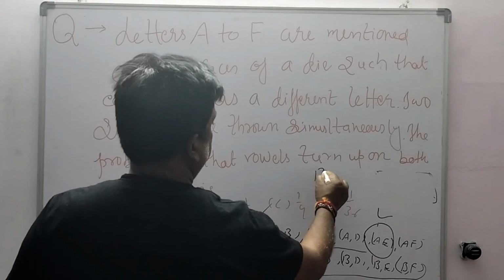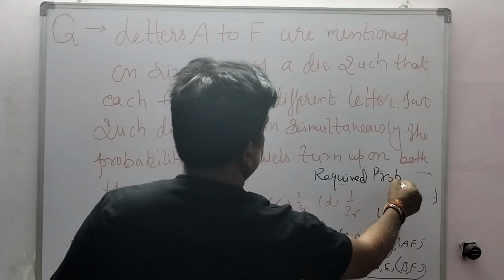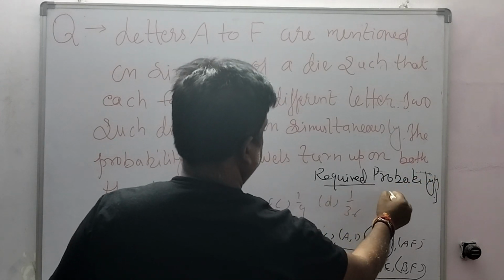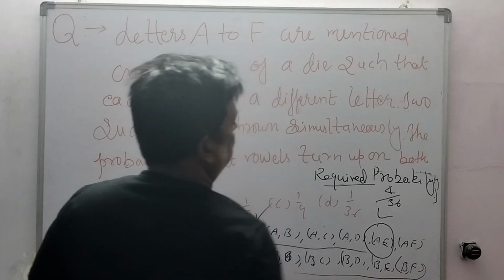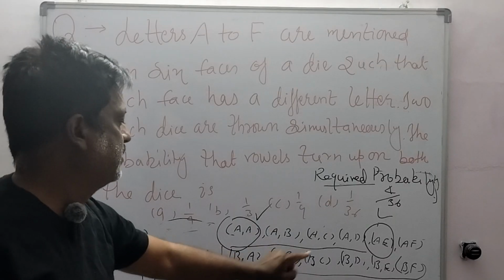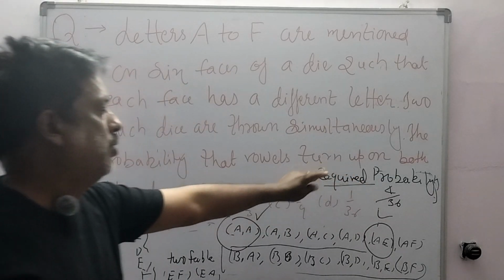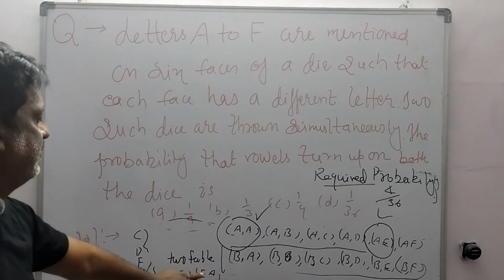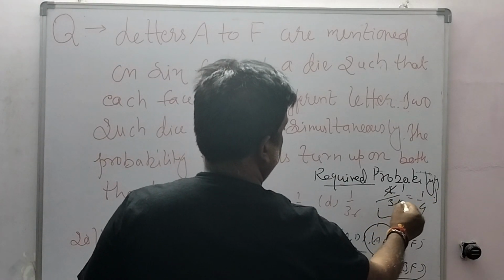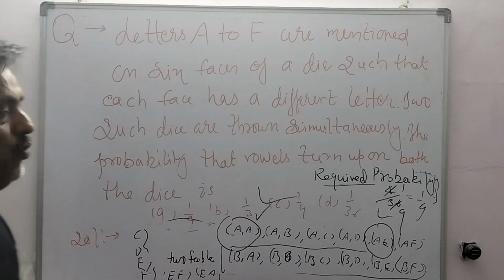So the required probability: favorable over total 36. Total 36 outcomes, for every face 6: for A case 6, for B case 6, so 6 times 6 is 36. Total favorable is only 4. So the required answer is 1 by 9. Our answer is 1 by 9. Hope you understand well.